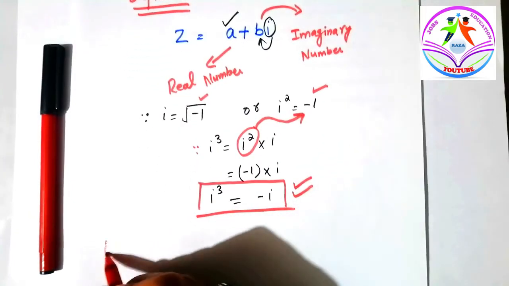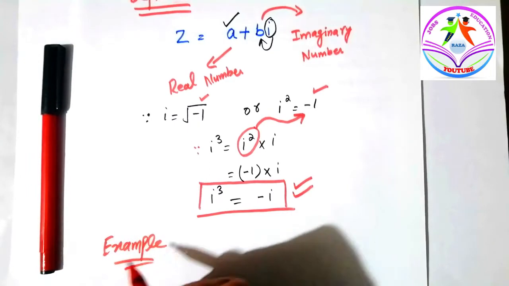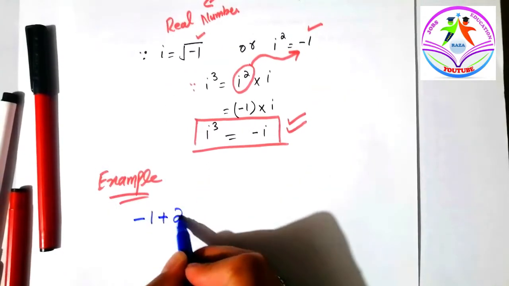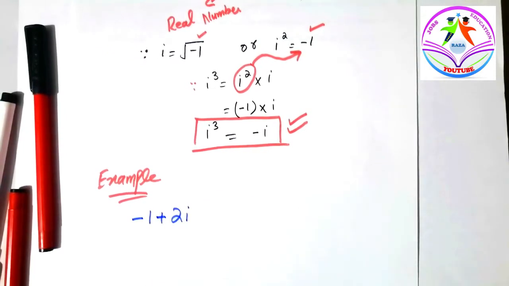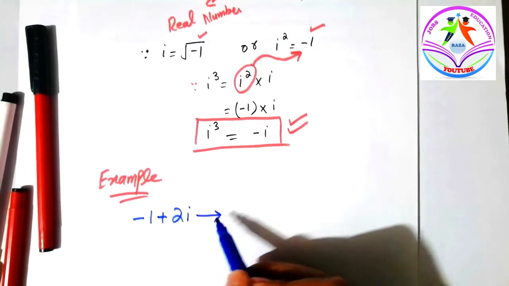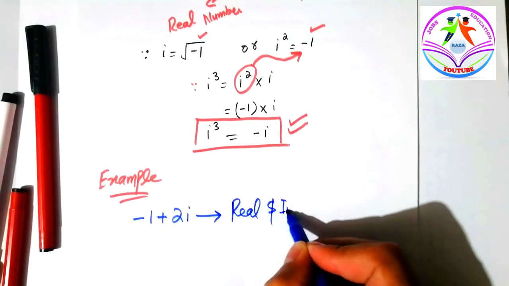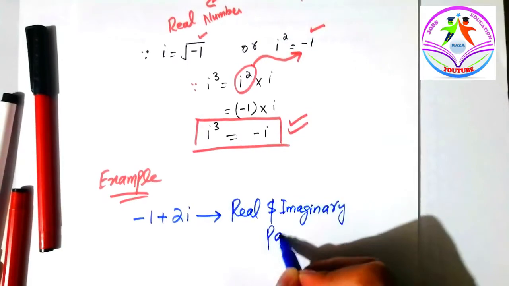So we have minus 1 plus 2 iota, and we want to find the real and imaginary part of this question. So how can we find that?